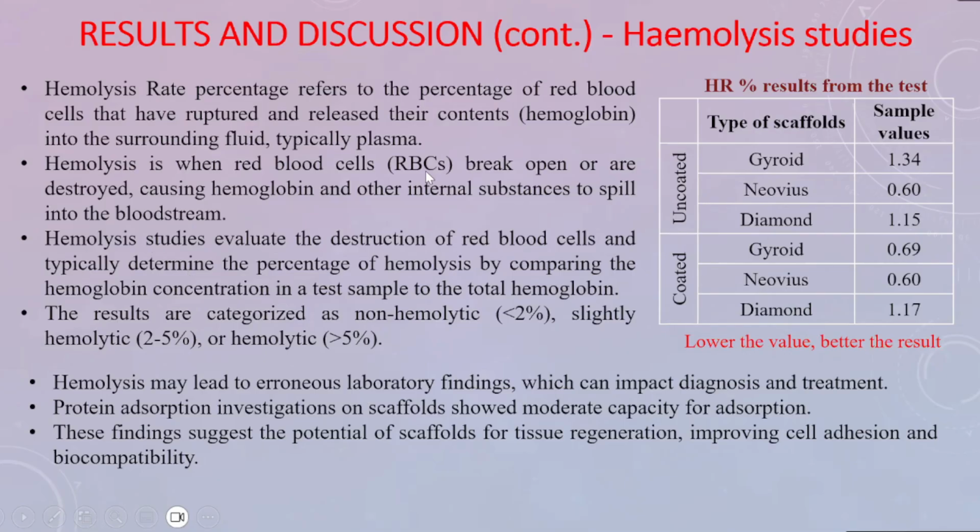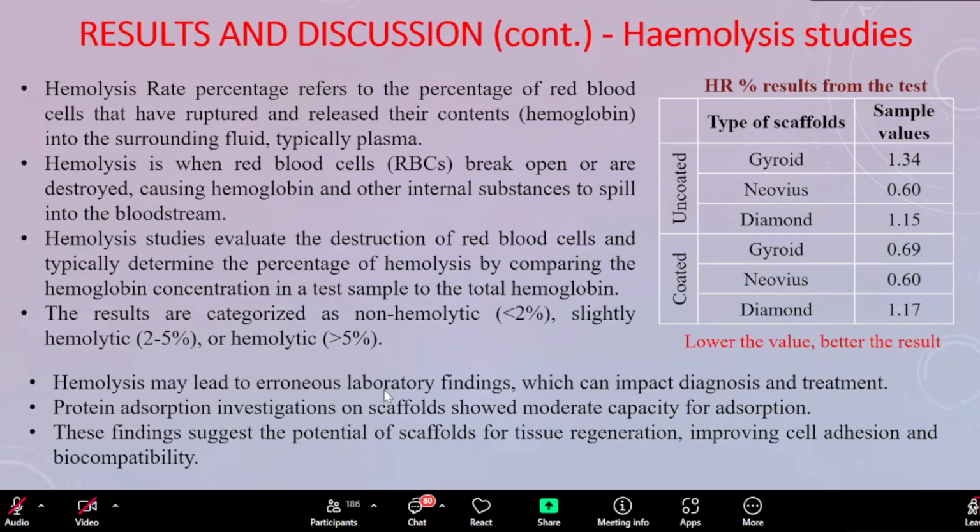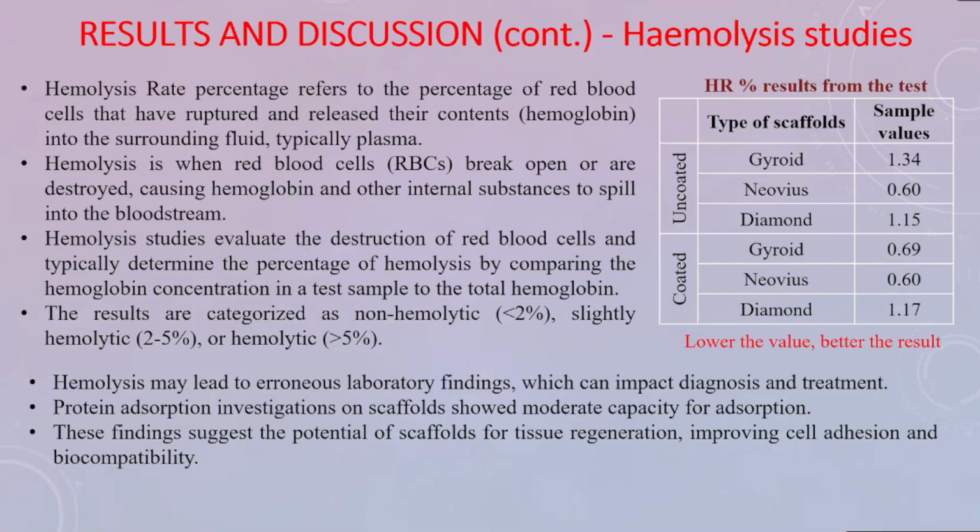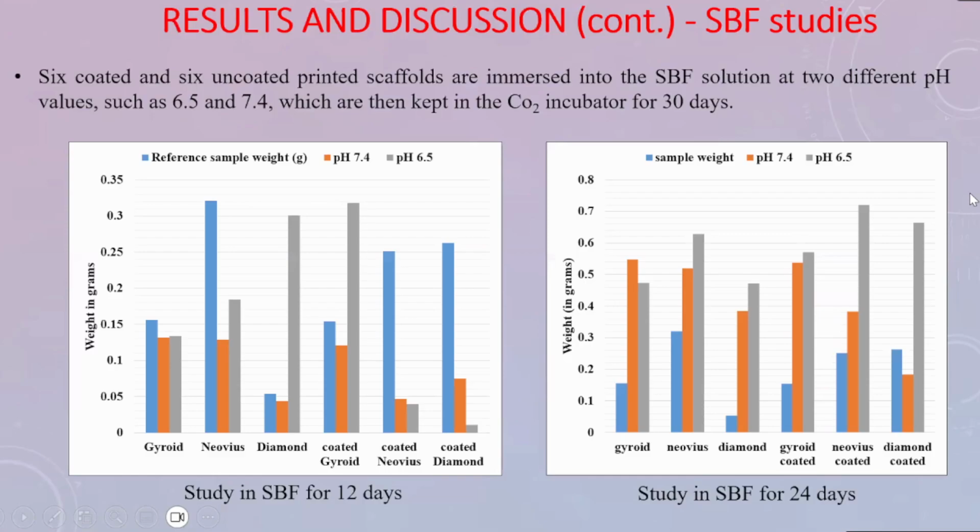Hemolysis is when red blood cells break down or are destroyed. You know what hemolysis is, right? It releases hemoglobin and other cell contents into the bloodstream. So we came to the conclusion, based on the hemolysis rate percentage, that the neovius structure is much better compared to the other structures. Then we did some study for 12 days and 24 days. These are some of the results with respect to the sample weight.